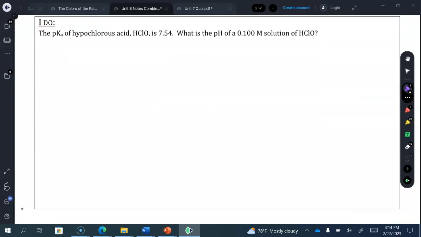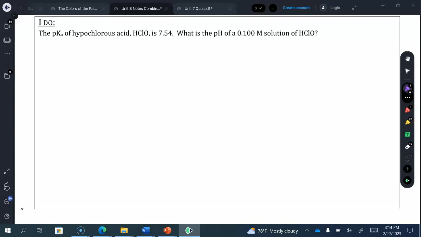So let's look at an example. The pKa of hypochlorous acid, HClO, is 7.54. What is the pH of a 1 molar or 0.1 molar solution of the acid?